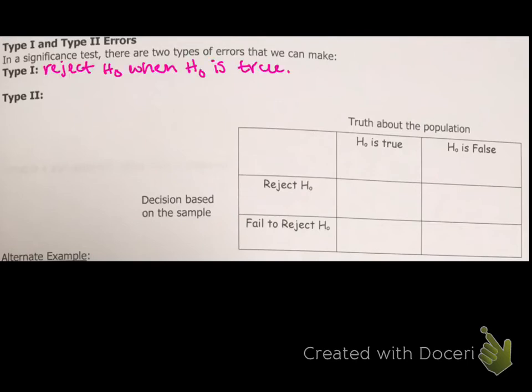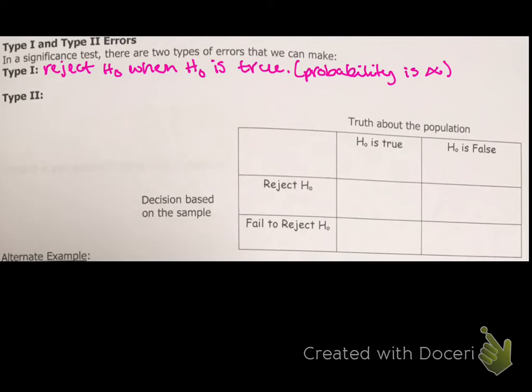When performing significance tests, there are two types of errors we can make. A type 1 error says we reject H sub O when H sub O is true. We reject the null when we shouldn't have. And the probability of doing that is alpha. The probability of making a type 1 error is your significance level alpha.